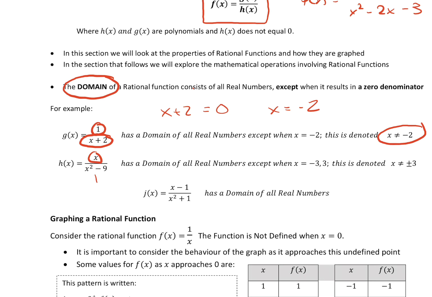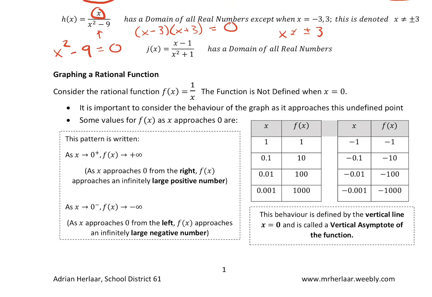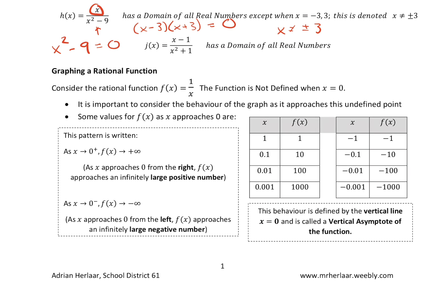And if you look at this example, you want to know when does that equal 0? Well, if we factor it, it's x minus 3, x plus 3. And if either one of those equals 0, the whole thing equals 0. So x can't be plus or minus 3. So you'll see you start to get a restricted domain, values for x that are not legitimate, that are not allowed. Okay? That's going to be important moving forward.